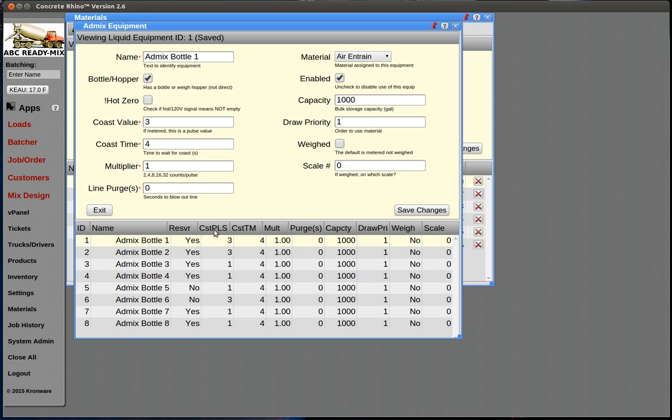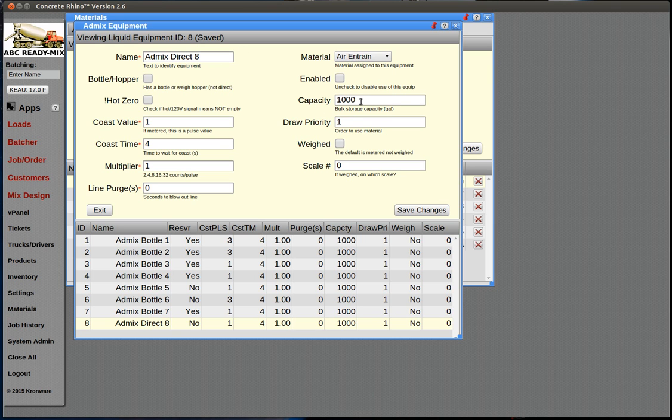Right now the air entrainment is in bottle 1, so we're saying this is a bottle. Okay, if we had something, let's say some direct feed admixtures, we would just say admix direct 8 maybe. So this is the equipment. So uncheck this, saying it's not a bottle. Okay, so now we know there's no reservoir, it's a direct feed. And we could choose which admixture we want to put in there.